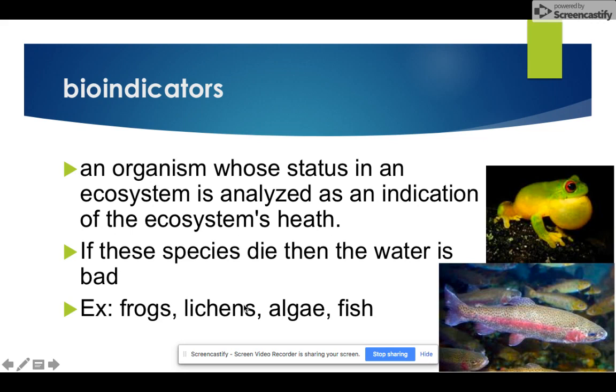Lichens are kind of a hybrid. It's part moss, part fungus. Actually, it's not really an animal, more like a plant. But when they die, that's a sign too. Oysters are also an example. We talk about oysters and that kind of stuff in the ocean section.